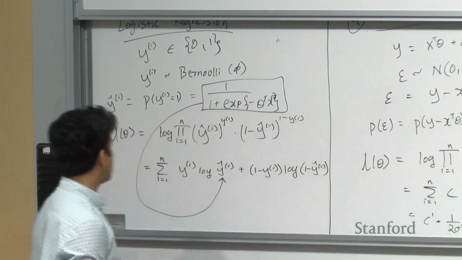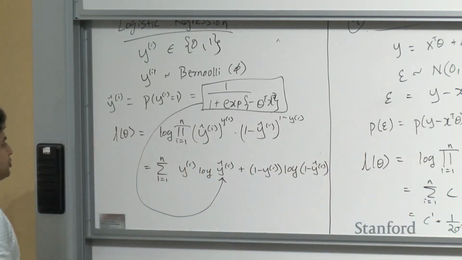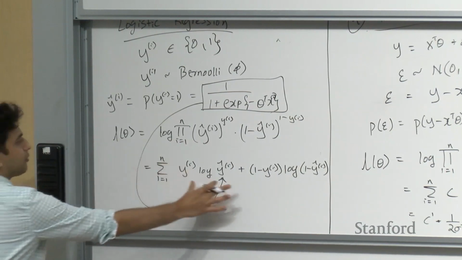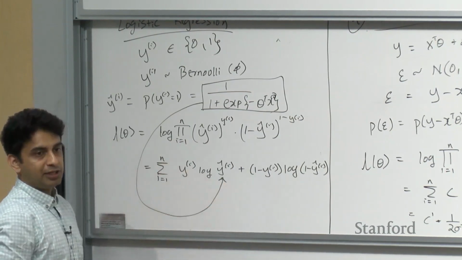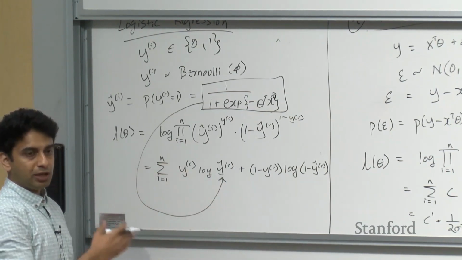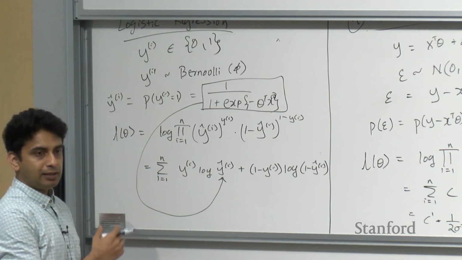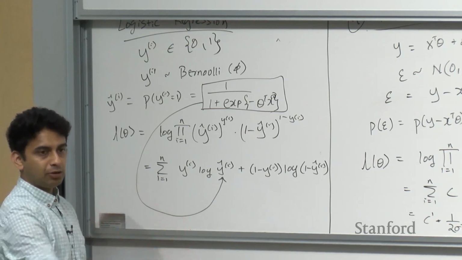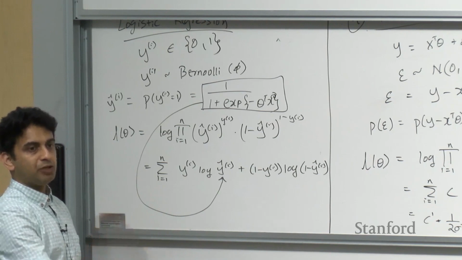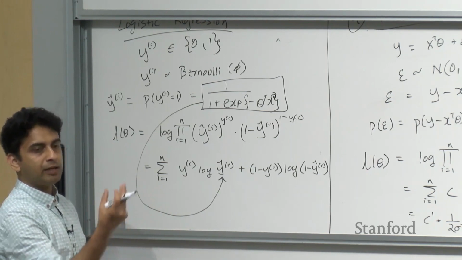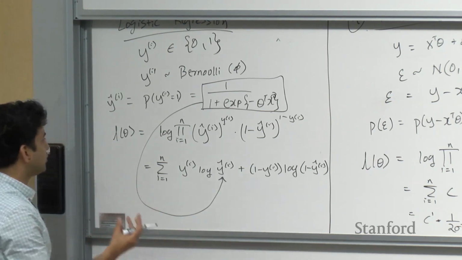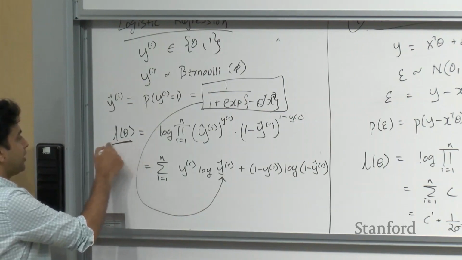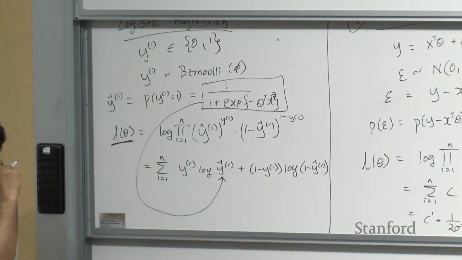Can I repeat the last part? There is no closed form solution for recovering theta from this likelihood expression. Instead, what we do is run gradient ascent until the algorithm converges, and when it converges, the theta value at the point of convergence is going to be the solution for maximizing the log likelihood of theta. There was another question?